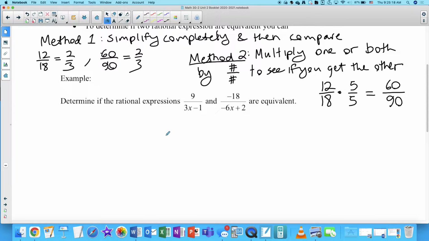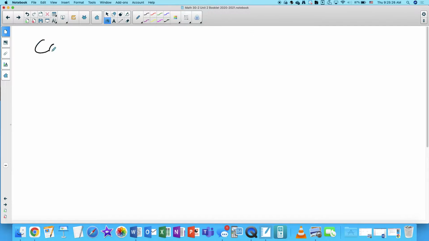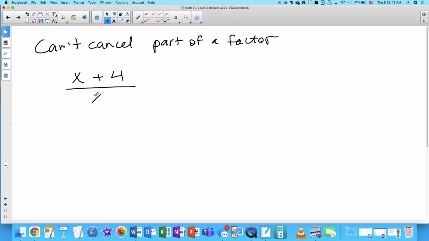Okay? I'm actually going to go on a little tangent here because this is such a common mistake. So let's say you want to do x plus 4 over x. Super, super, super tempting to go, oh, those cancel. So it's just equal to 4.